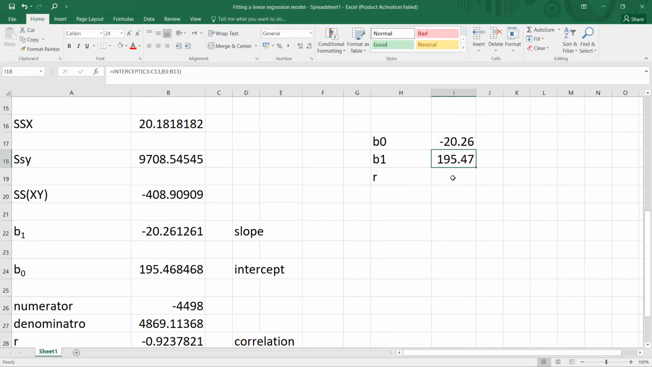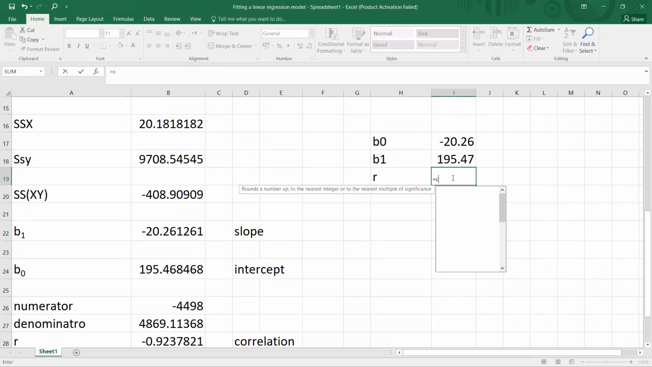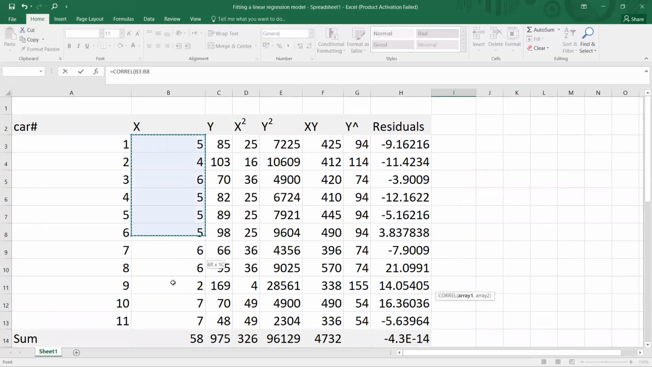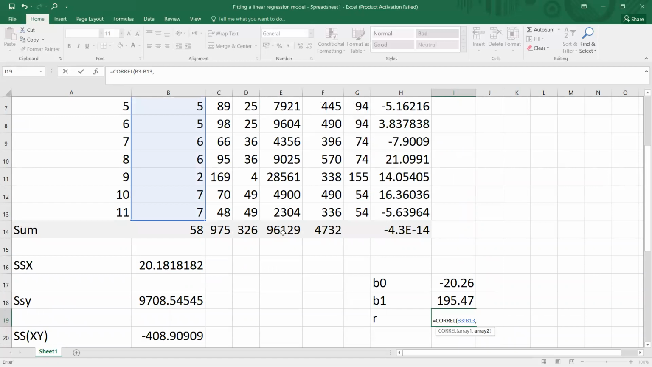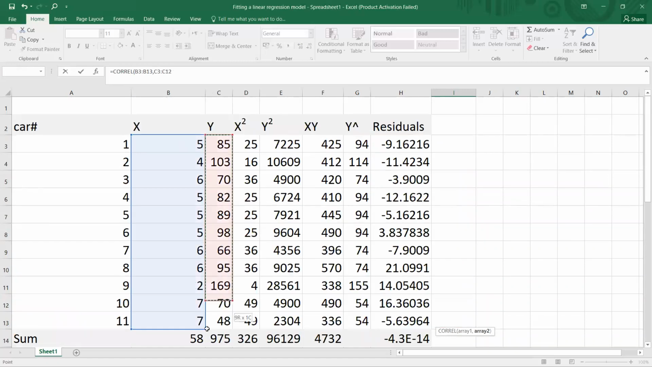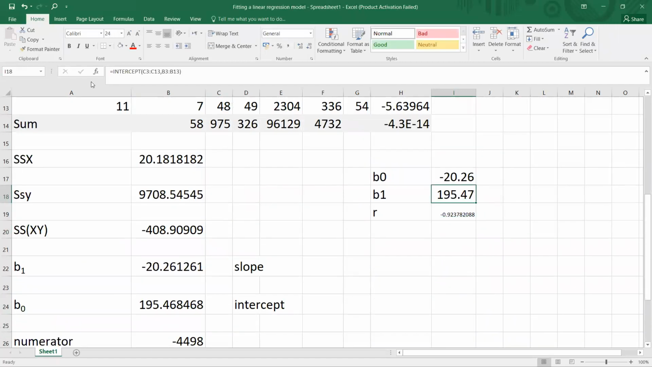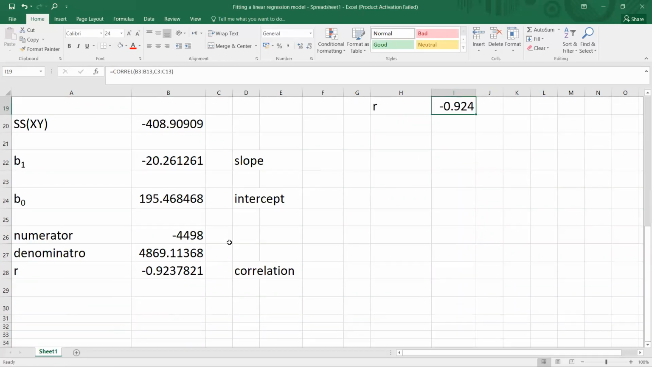Now the value of R can also be computed by the Excel function CORREL, the correlation coefficient, with array 1 and array 2. There is no need of putting x and y in any specific order. You can write x and y in any order. Just press enter. You can observe the value of correlation is minus 0.924, which is verified by this one.